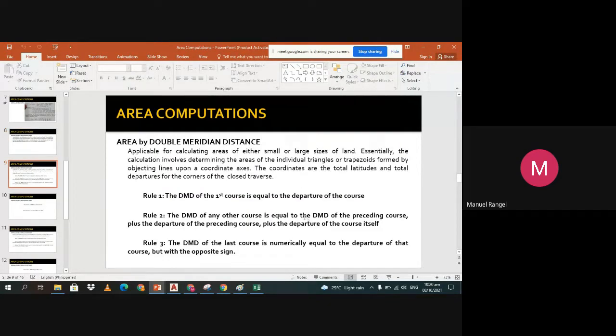So in applying the DMD method, there are rules. For rule number 1, the DMD of the first course is equal to the departure of the course. Okay? So we apply these rules. And for rule number 2, the DMD of any course is equal to the DMD of the preceding course plus the departure of the preceding course plus the departure of the course itself. It's a bit confusing if you just read it. And for rule number 3, the DMD of the last course is numerically equal to the departure of that course but with the opposite sign. Let's check later on.